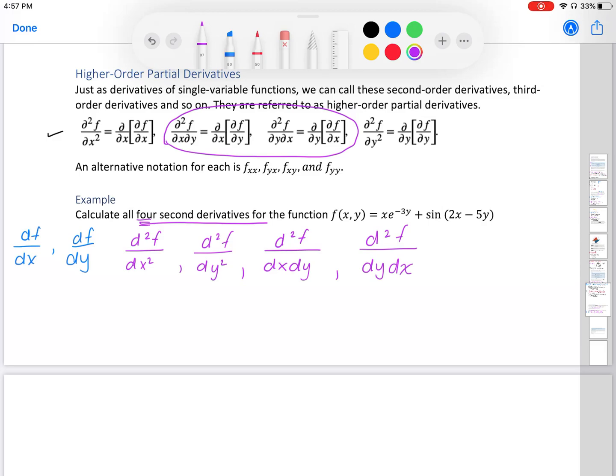So above, we actually have the four second order derivatives it's asking for. We have our first, our second, our third, and the fourth one that it wants. All those four. Okay, but before we get to any of those, we first have to calculate the derivatives of your function with respect to x and y.